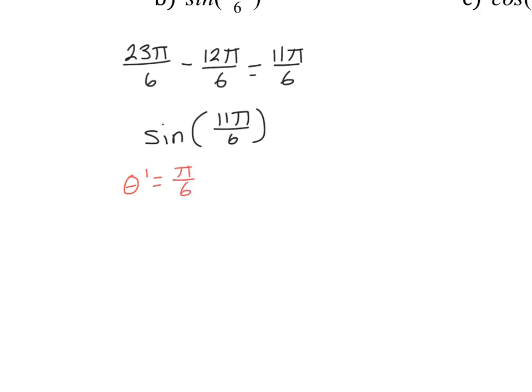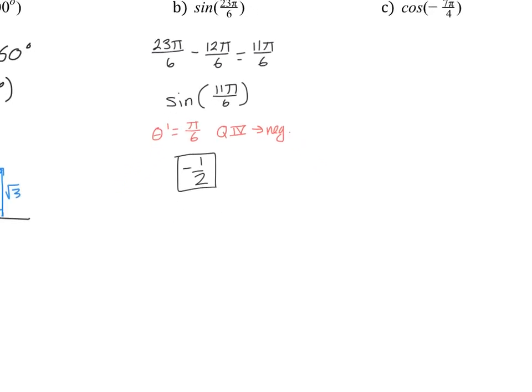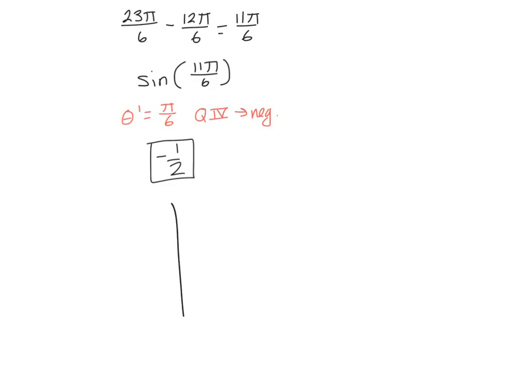pi over 6. We're in quadrant 4, so I know that our answer is going to be negative, because sine is negative in quadrant 4. And then I say, okay, what's the sine of pi over 6? 1/2, and then all you need to do is make it negative. Again, if you don't have those values memorized, it might help to draw a little picture. So again, 11 pi over 6 is right here going around, but all we really care about is our reference angle, which is 30 degrees, same as pi over 6. Mark up your triangle. Negative 1 to root 3, and then sine is opposite over hypotenuse, so negative 1/2.